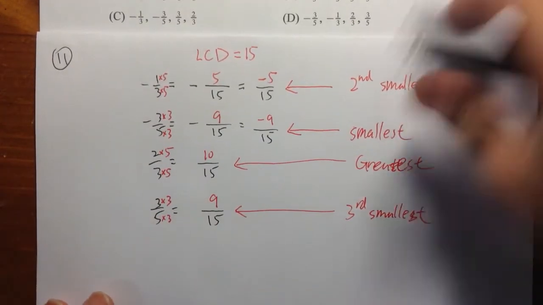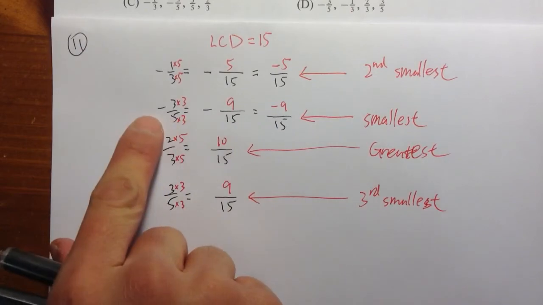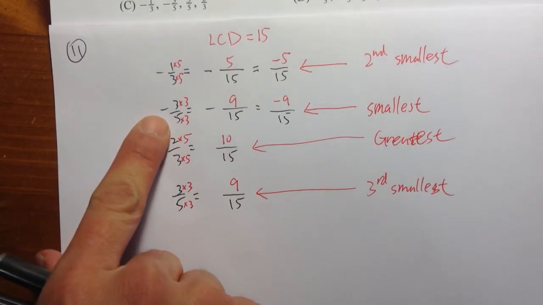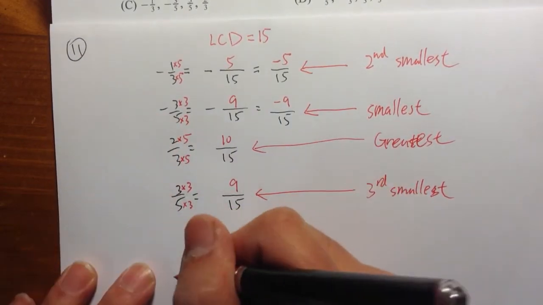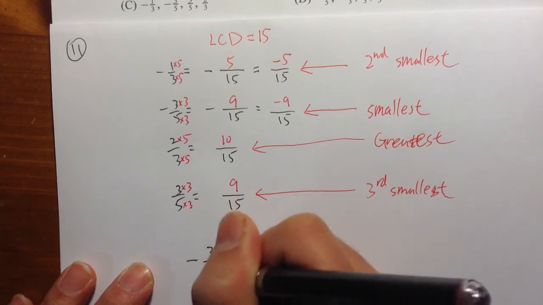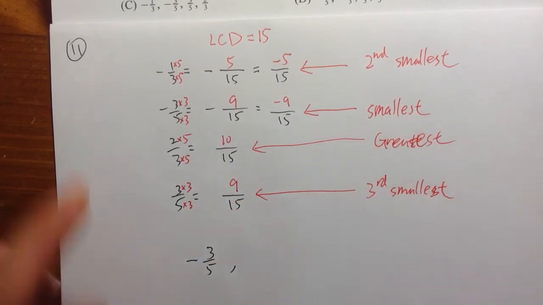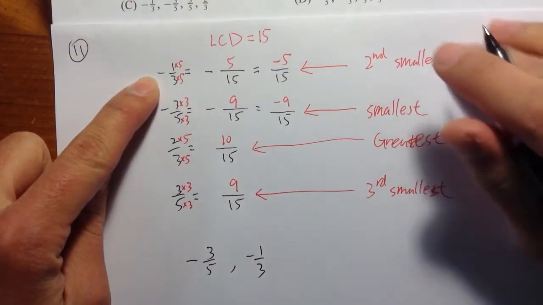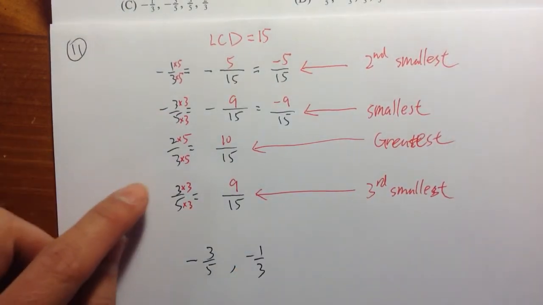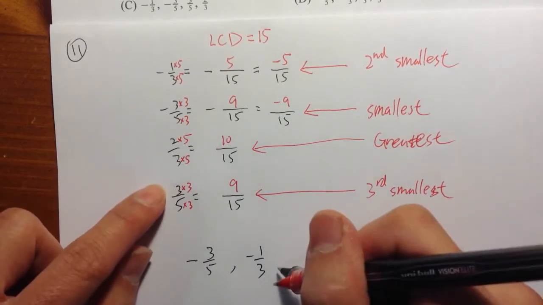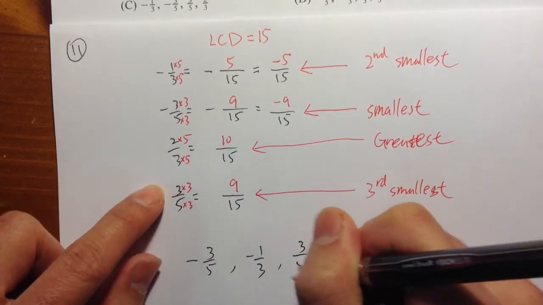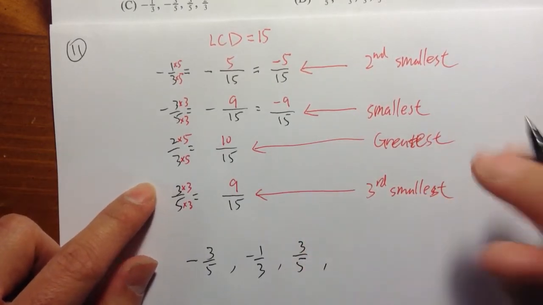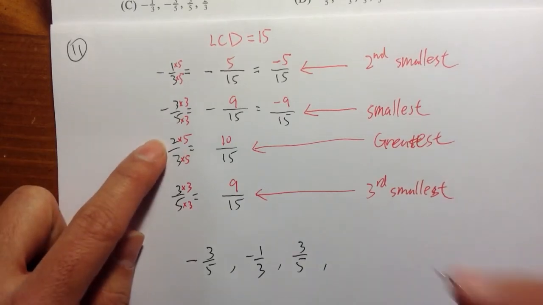So if we put things in order, with the original fractions, we have to look at this one. This one has to go first. So we have negative 3 over 5 first. Next, we have negative 1/3 for the second smallest number. For the third smallest number, we have 3 over 5. And we put the largest number at the end, which is 2/3.